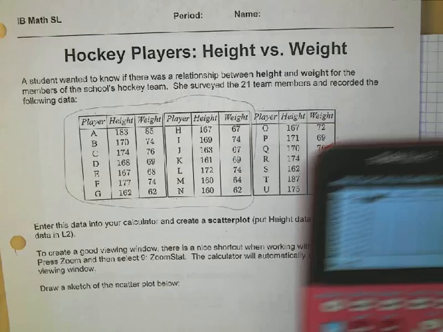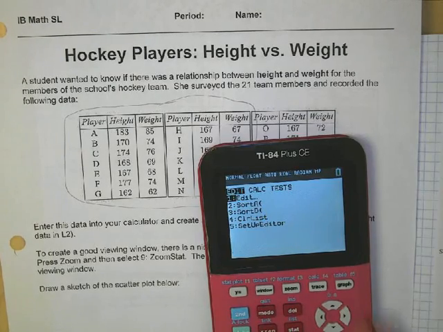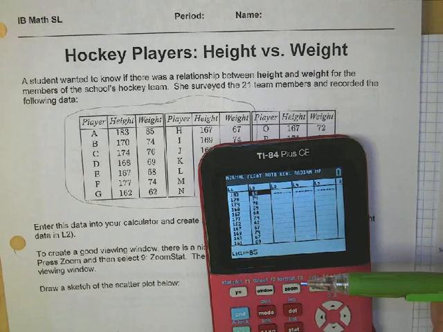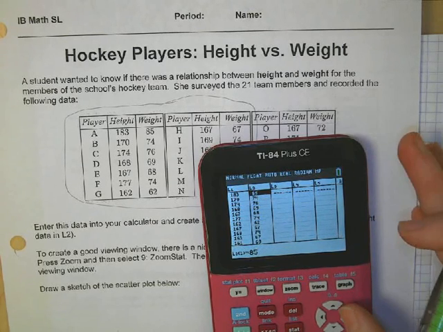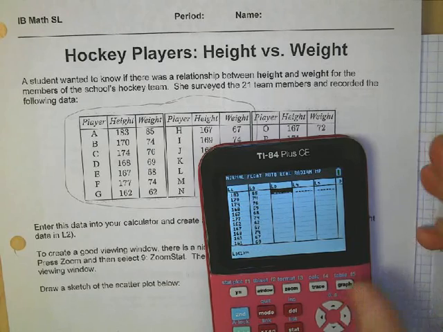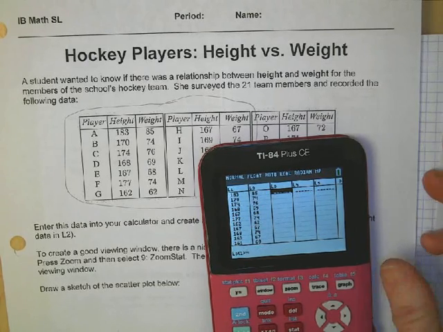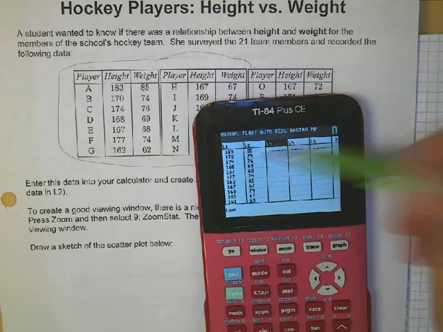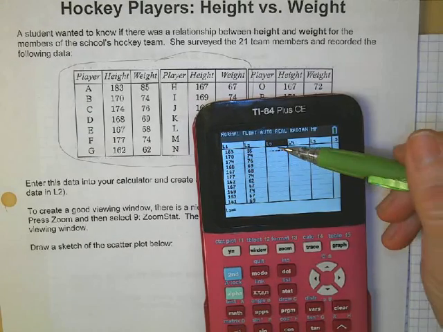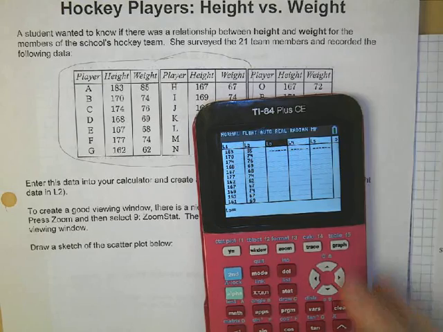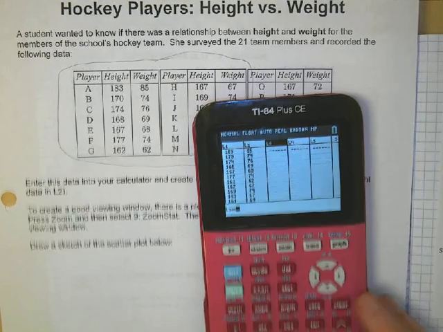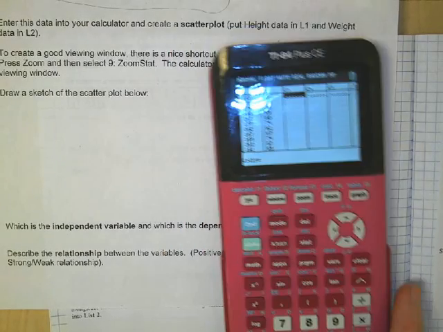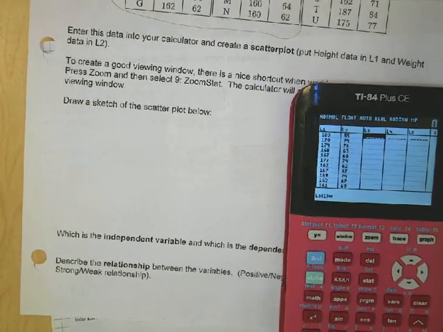All right, so this was at STAT, Edit, Enter, and enter in your data into L1 and L2. Remember, if you have data in there already, to erase it, you hit the up arrow. So you select the column heading, and I'm not going to erase my data because then I'd have to type it again, but I'm just showing you over here. Hit the up arrow, and then hit Clear, and then Enter. And then that'll clear the entire column. Okay, so I have my data already put into L1 and L2.